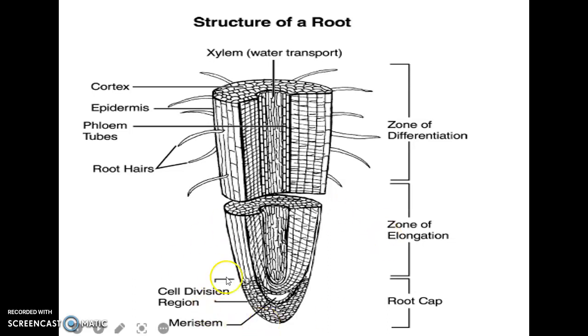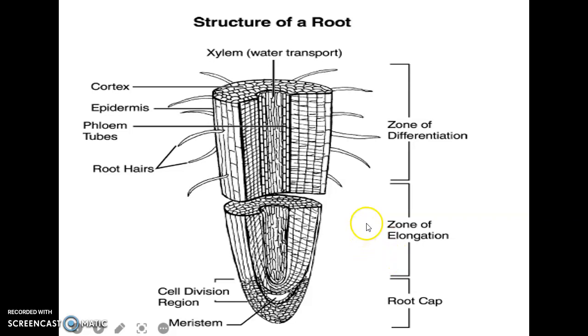First is the meristematic region, second is the zone of elongation, and third is the zone of differentiation. The meristematic region is present at the tip of the root and is responsible for manufacturing new cells. This is the area where cell division and growth take place.